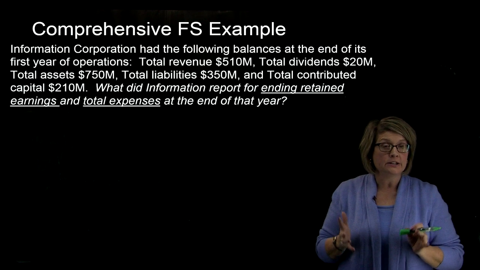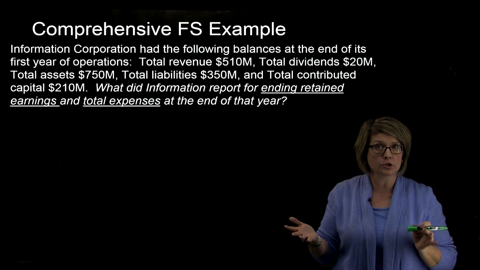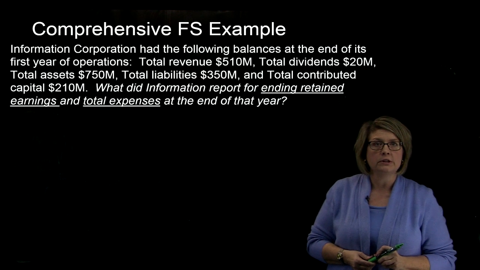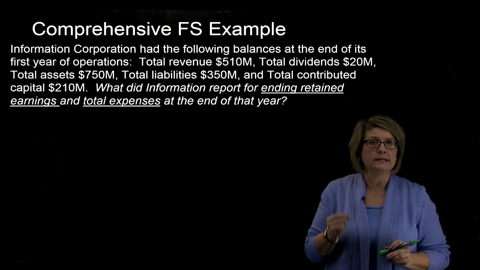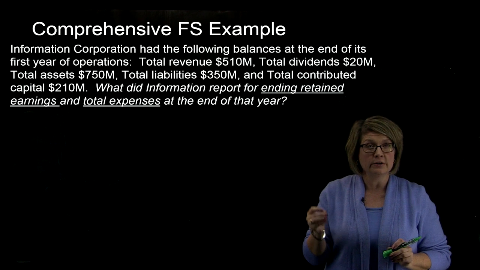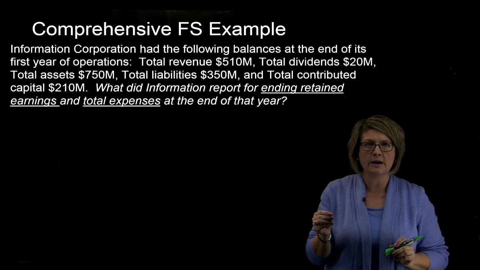So to best apply this relationship between those three financial statement equations, let's look at an actual example. So we have Information Corporation here. Note that they've got the following balances at the end of their, I want you to read this carefully, first year of operations. And what did we say that we know is true for the first year of operations?